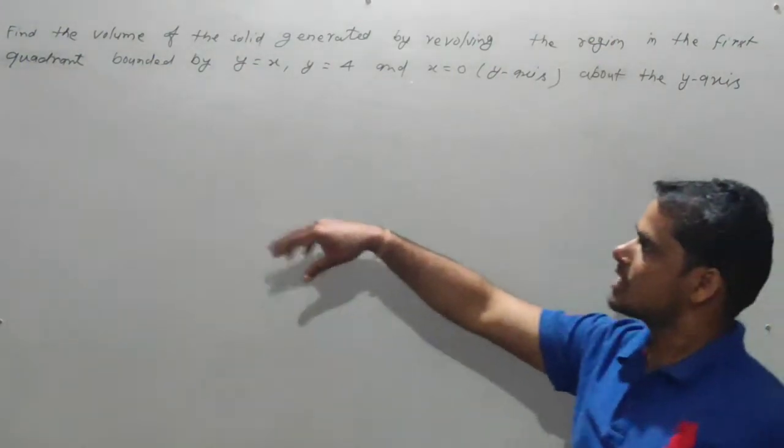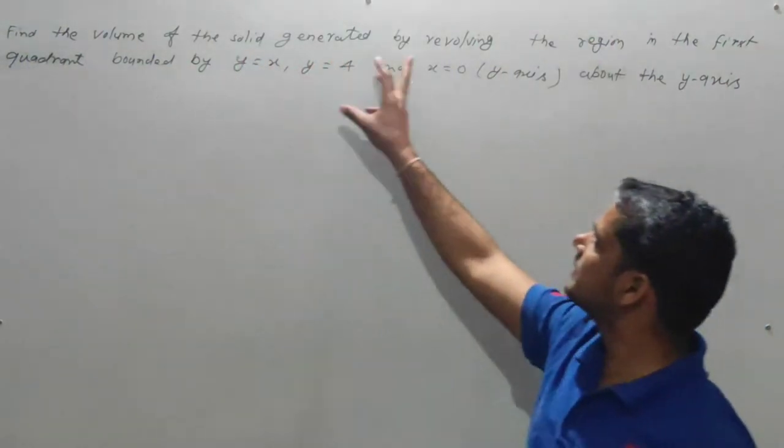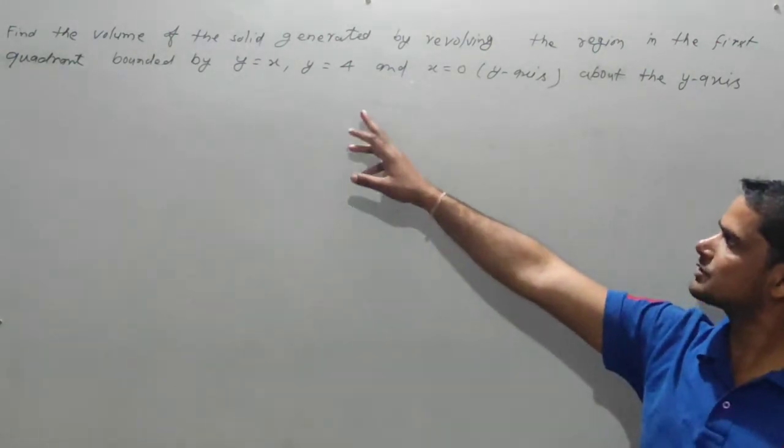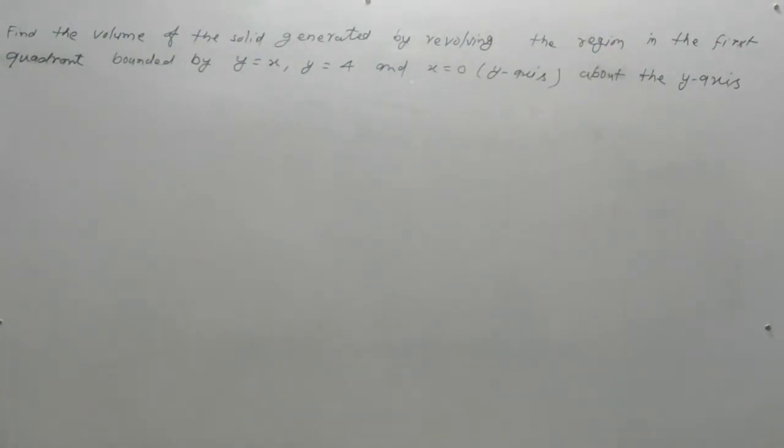Hi guys, today we have a question. Find the volume of the solid generated by the region in the first quadrant bounded by y is equal to x, y is equal to 4 and x is equal to 0, about the y-axis.